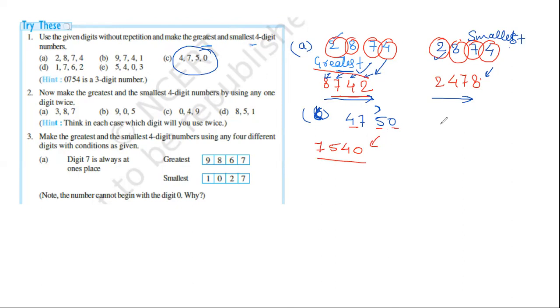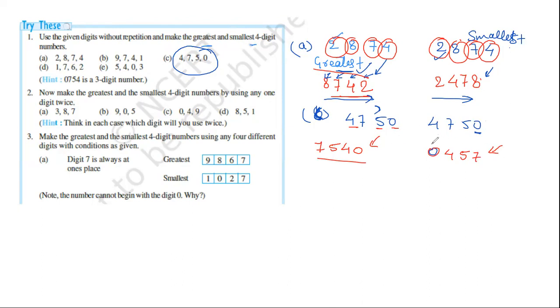Now I want the smallest number with the same digits. So in a way, I said that you need to write it in an increasing order. So you will try to write it in this way. Ma'am, okay, you said like this. I'll write 0 first, then 4, then 5, then 7. Okay, ma'am, this is the smallest 4-digit number.